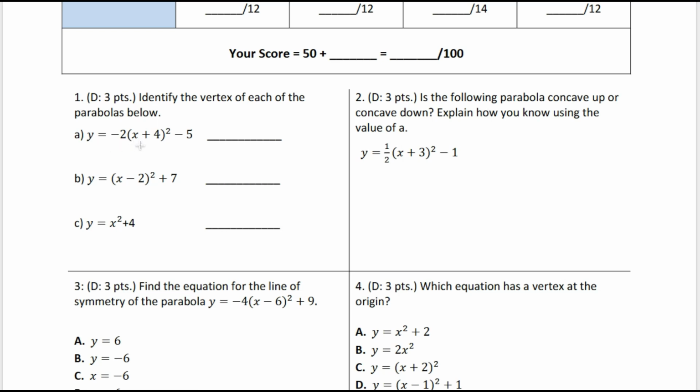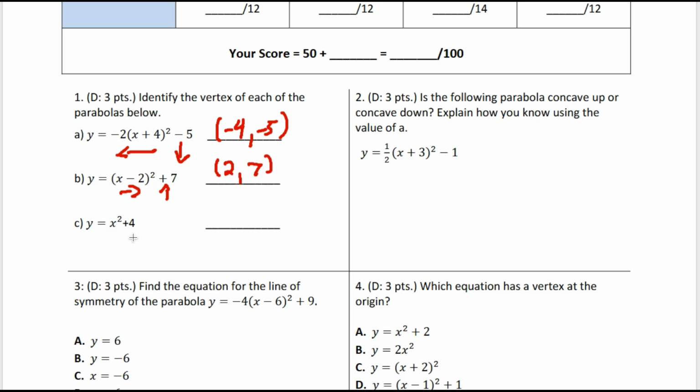This first parabola here, since it's x plus 4, means that the graph has been shifted to the left, and this minus 5 means it's been shifted down. So it's been shifted to the left 4 and down 5, which means that the vertex would be at -4, -5. For B, this has been shifted to the right 2 and up 7. So the vertex of our parabola would be 2, 7.